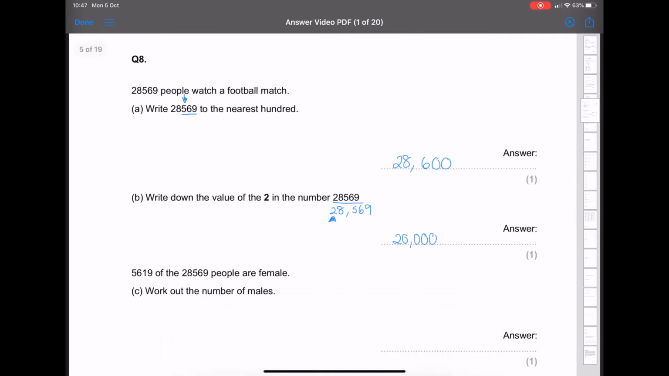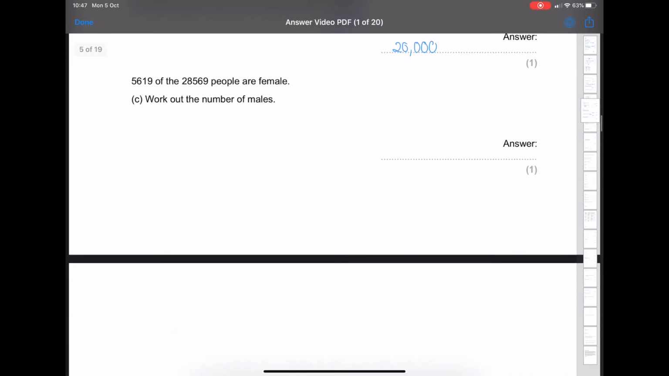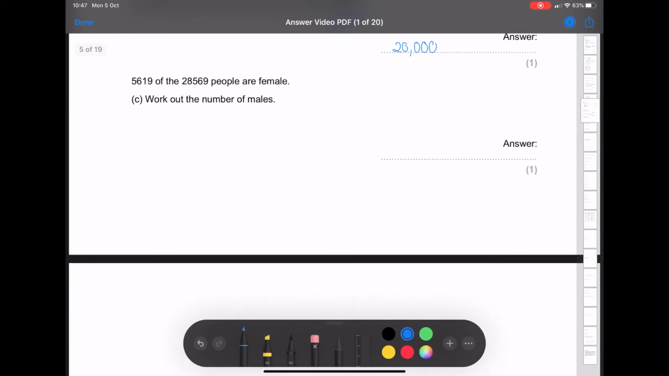It then says 5,619 of the 28,569 people are female. Work out the number of males. Now, you only get 1 mark for this question, and it probably will come up on the non-calculator paper. So what we need to do is 28,569 take away 5,619.